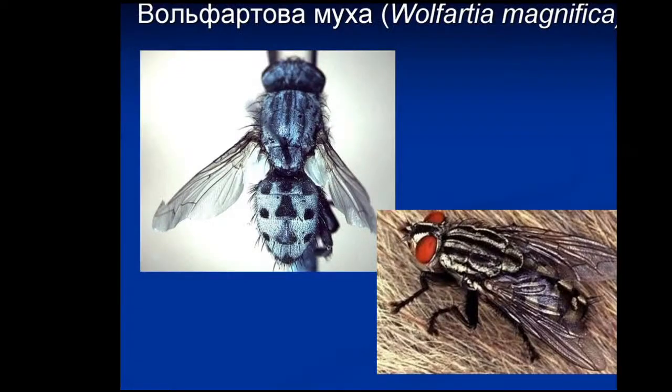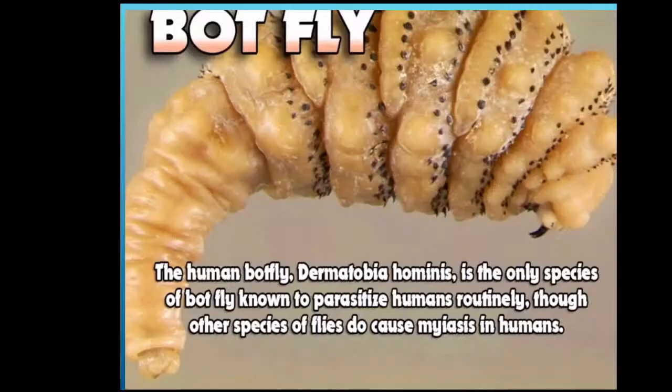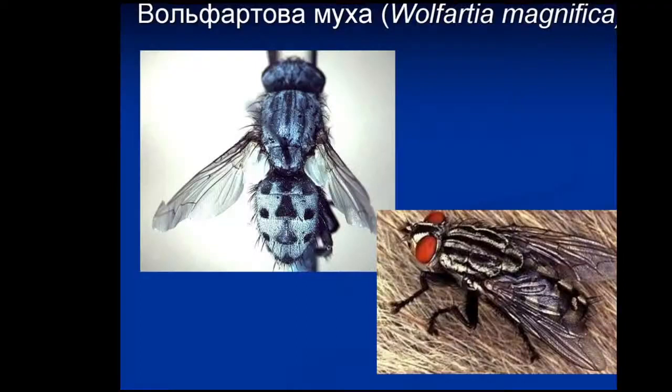The first fly which can cause myiasis is Wohlfahrtia magnifica. This is a fly which mostly lives in tropical and subtropical regions of South America, Asia and Africa. Wohlfahrtia magnifica females lay eggs into the skin of warm-blooded animals.